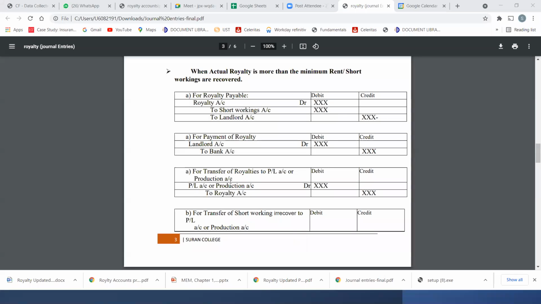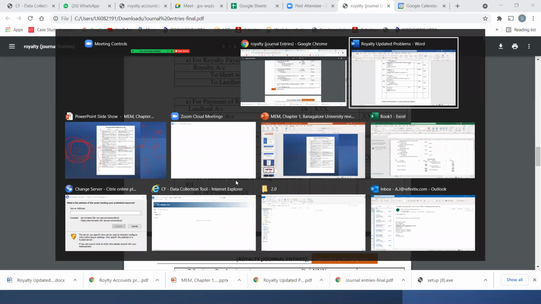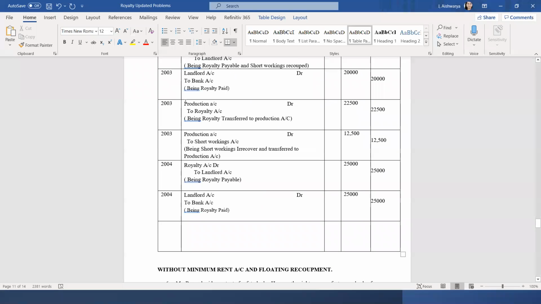Production account data to royalty account. You are transferring the royalty to production account, right? Yes. How much you are transferring? 25,000. Yes, you are transferring 25,000.